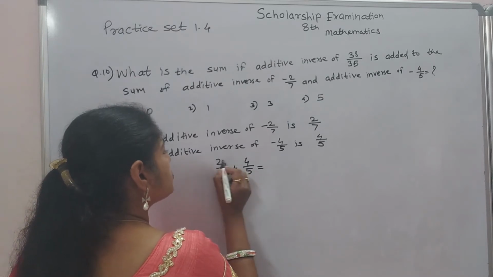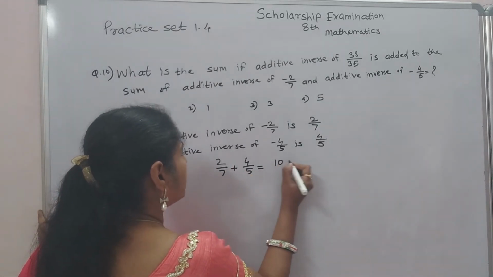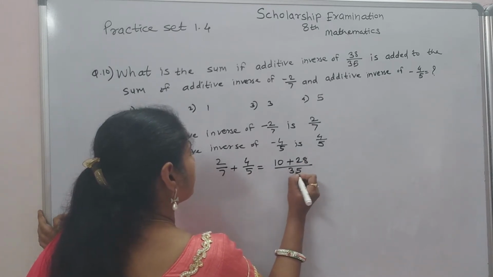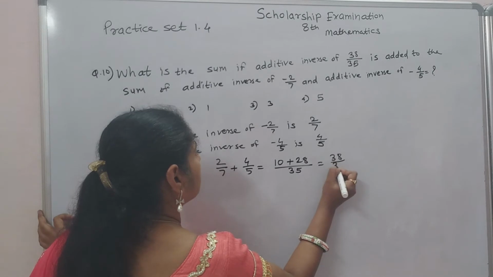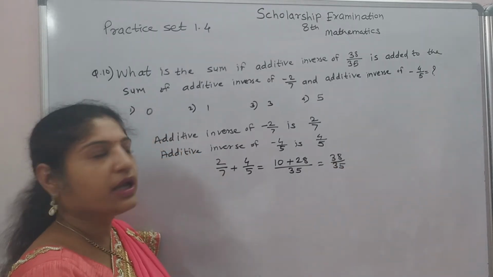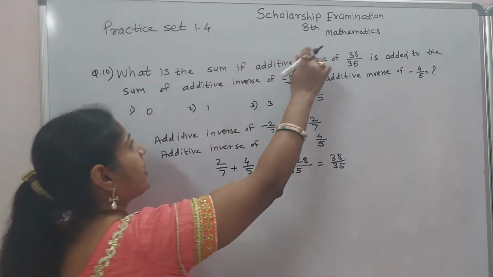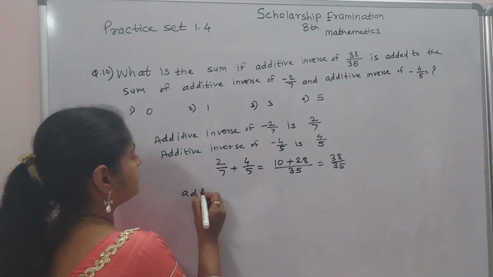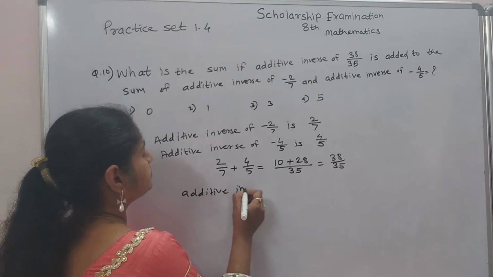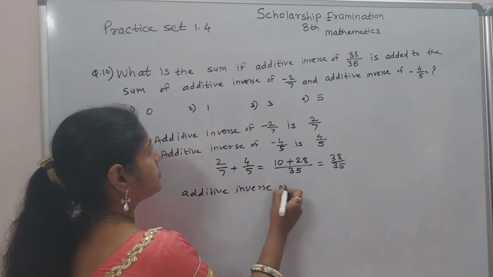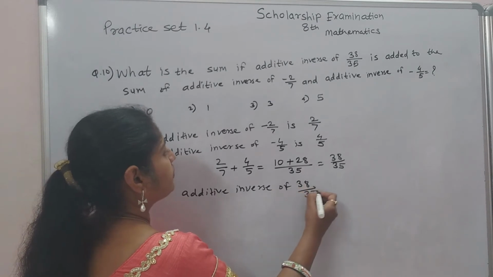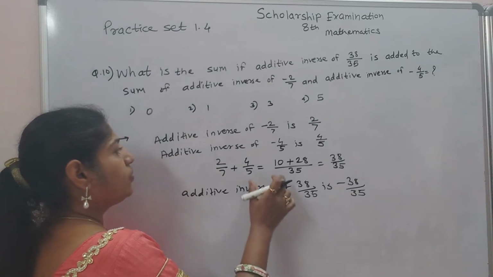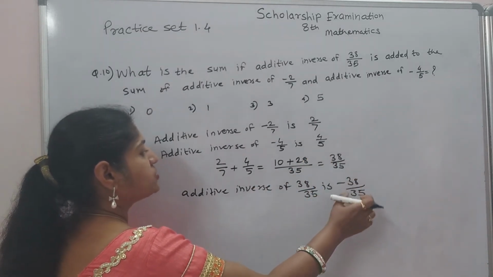The denominators are not equal, so by cross multiplication: 5 2s are 10, 7 4s are 28, and 7 5s are 35. So 38 upon 35. Now we need the additive inverse of this sum. The additive inverse of 38 upon 35 is minus 38 upon 35.